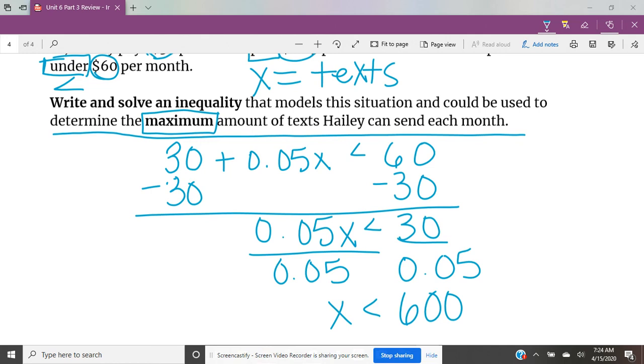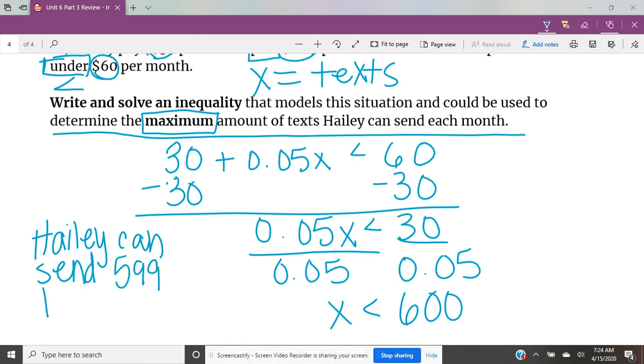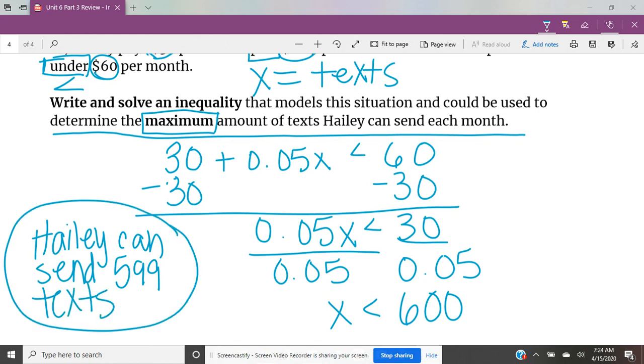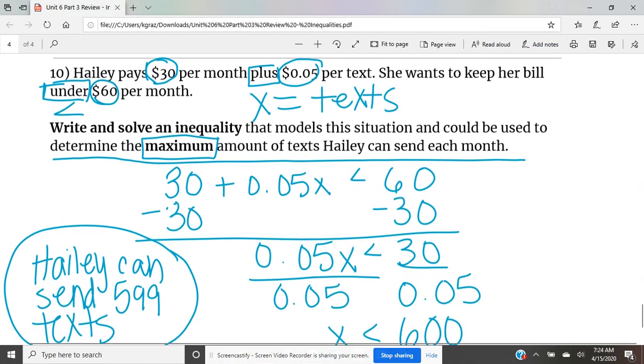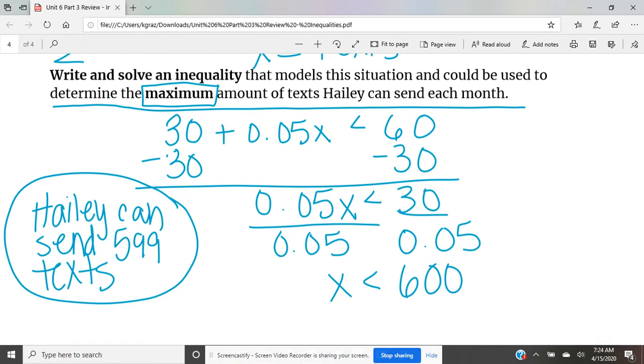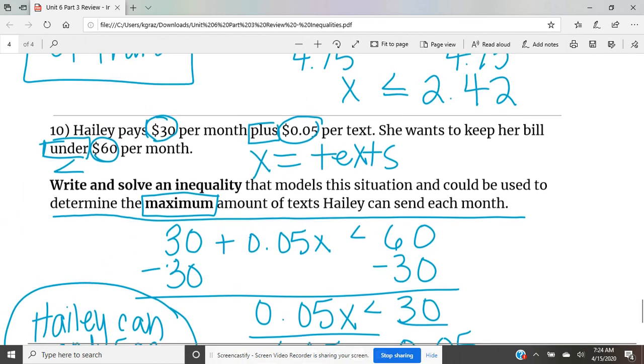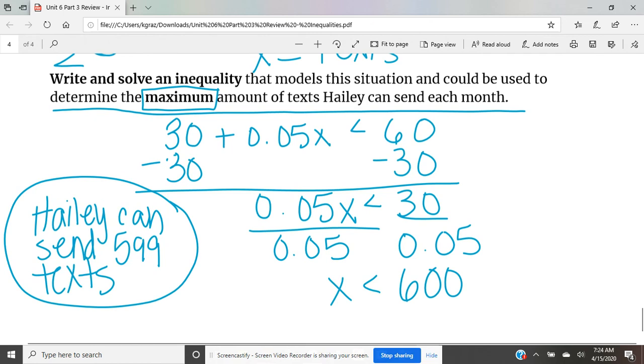So determine the maximum number of texts. Actually, Haley can send 599 texts. Be careful with that. It does say under $60, so we don't actually want to spend $60. That is tricky wording, so always make sure that you reread the question. And really, that's not even a question, that's just the whole thing.